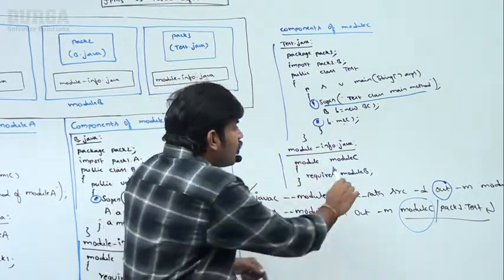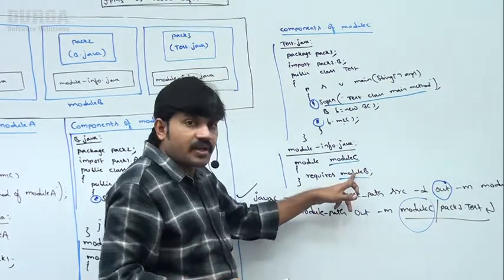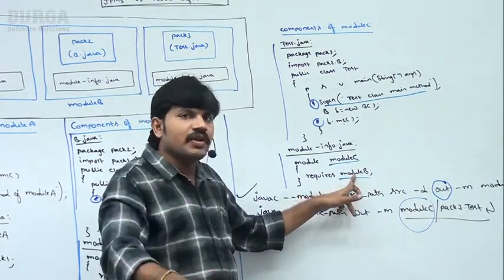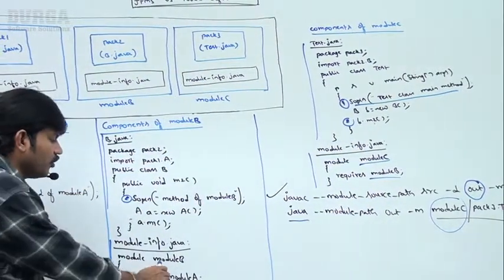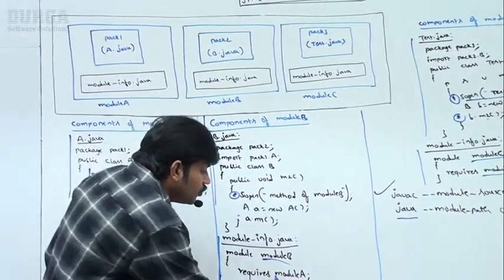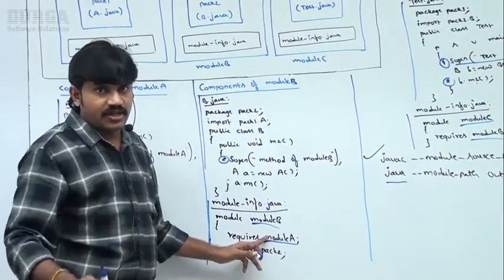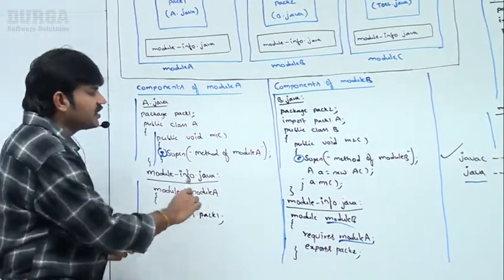Now, inside module C, which module is required? Module B is required. Immediately, JVM will check whether module B is available or not. Yes, module B is available. Inside module B, which module is required? Module A is required. Immediately JVM will check whether module A is available or not.